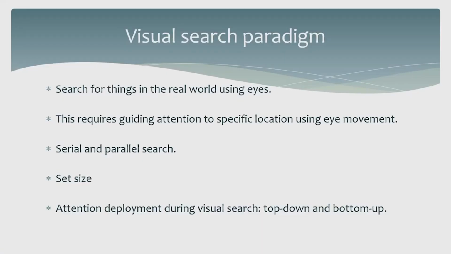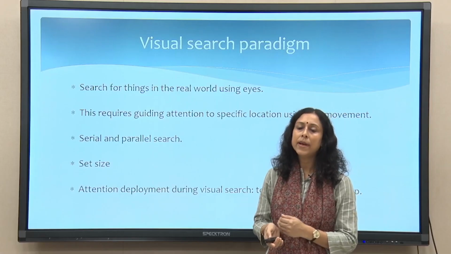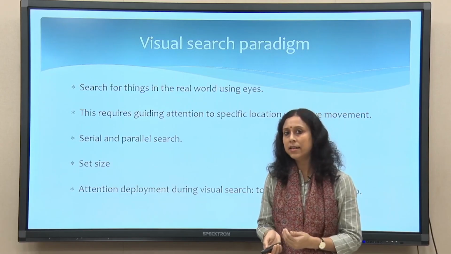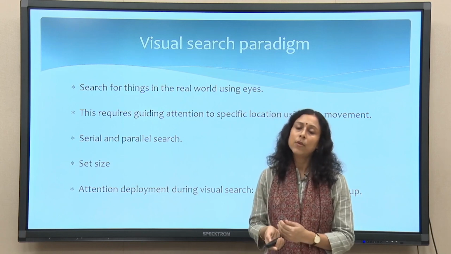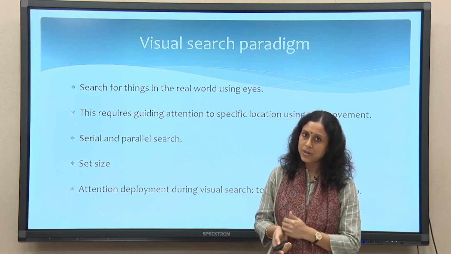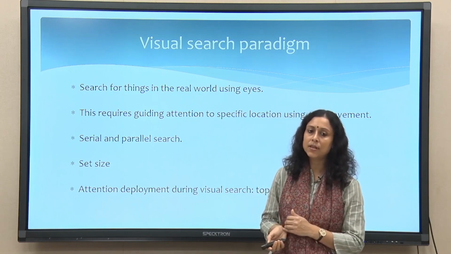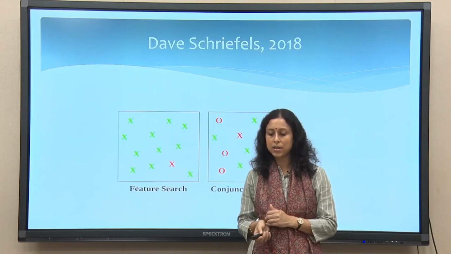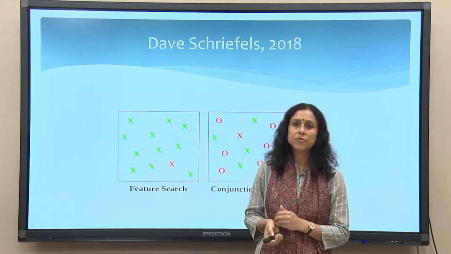One is the set size. Set size basically refers to how many distractors are there in a particular given scene with respect to the target object. So, for example, there are two different kinds of, this is a typical example of visual search.